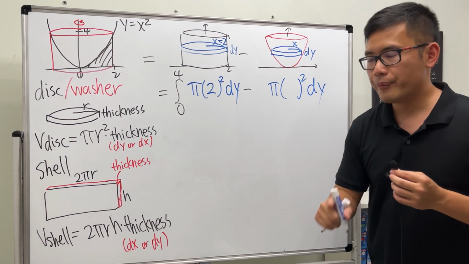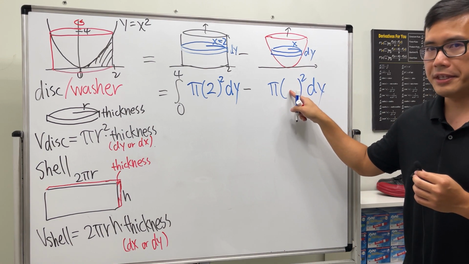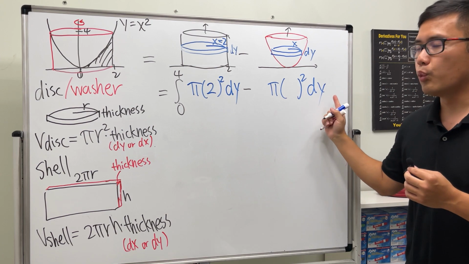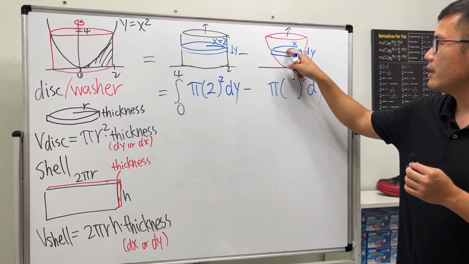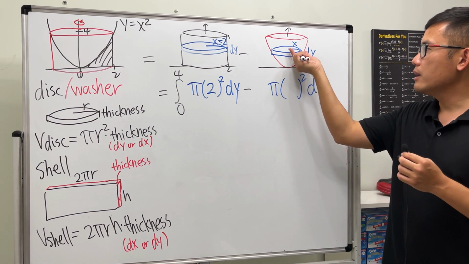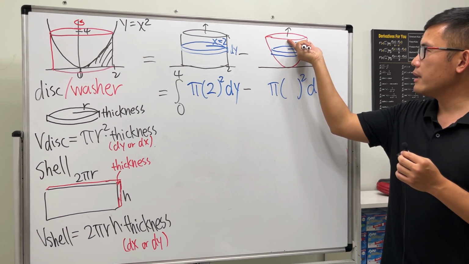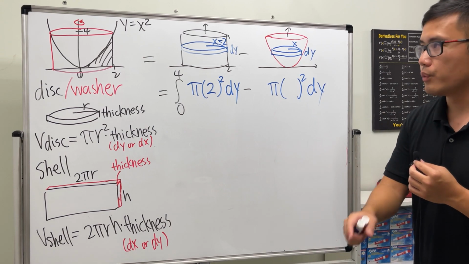But now, what is x? Can we just put x down right here? No, because x is not constant in the y world. So what do we do? Notice that right here, x changes, so it's not just a constant. The radius from here to here is this much, and then once you go higher, it gets longer. So it changes. Don't worry.